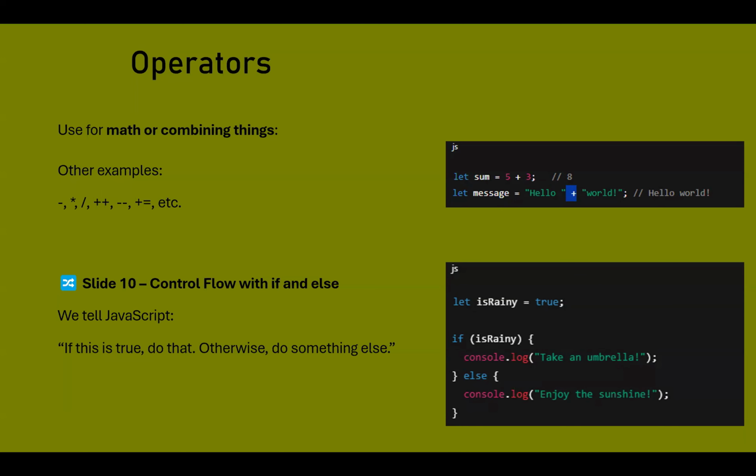Then the next topic we are going to be looking at is control flow with if-else statements. So we can tell JavaScript, if this is true, do this thing, else do that thing. So for example now, let's say rain is falling and we save that here. Is it rainy? We save it as true. So you can now tell JavaScript in another part of your code that if it is rainy, return take an umbrella to the user, else return enjoy the sunshine.